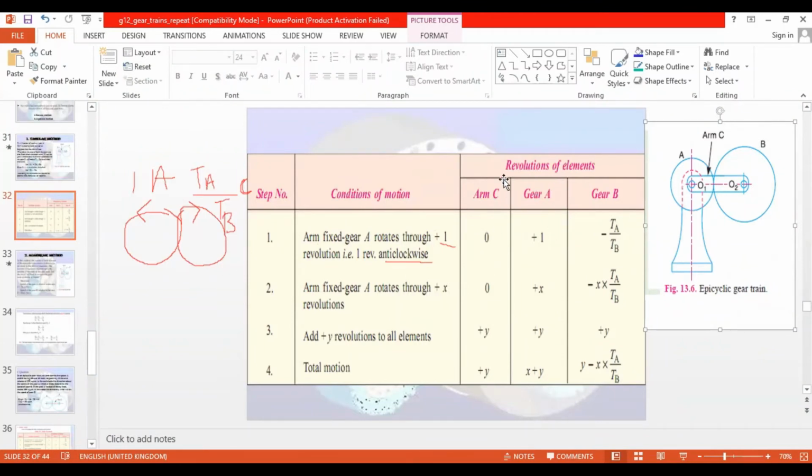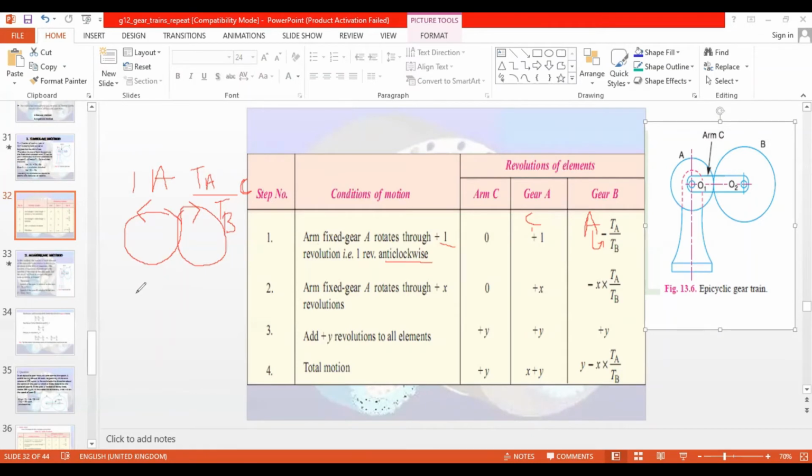Since clockwise is considered as positive, I will put anti-clockwise as negative. This is again a must rule. If clockwise is positive, then anti-clockwise is negative. Or you can consider it the other way also: clockwise as negative and anti-clockwise as positive. That's your choice, but if one is positive, the other one is negative.